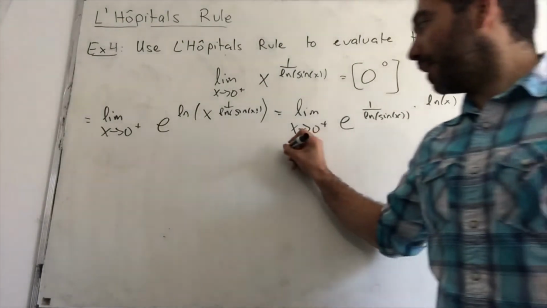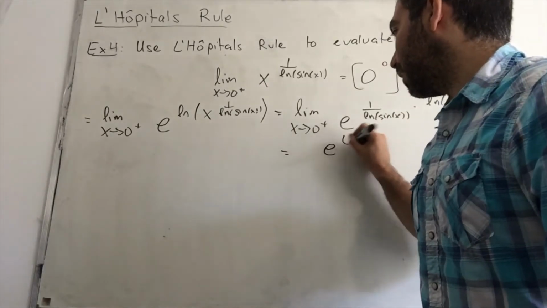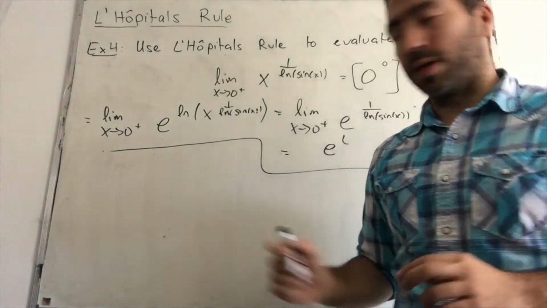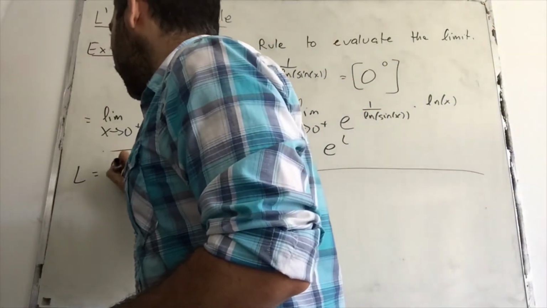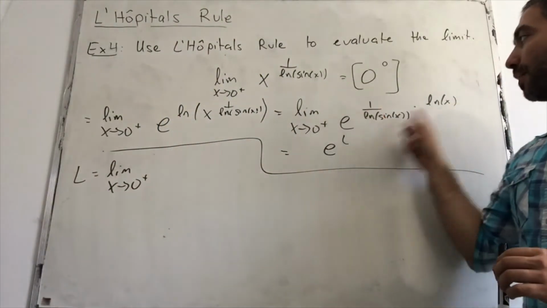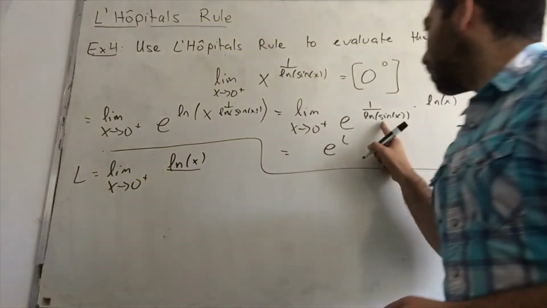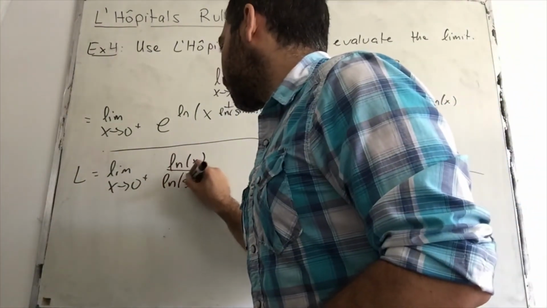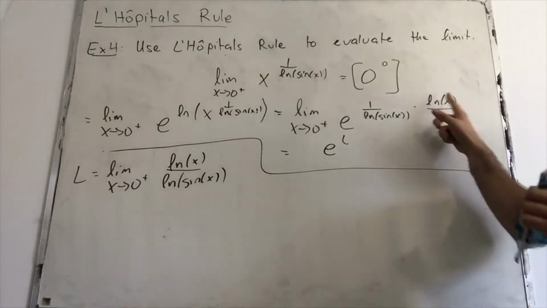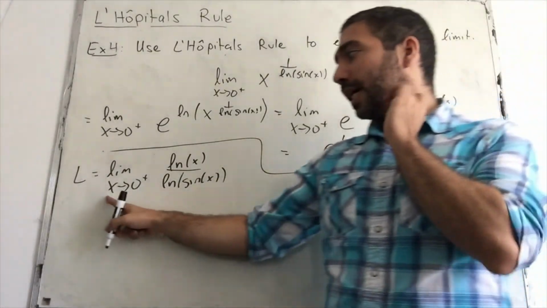Again, exponentials are continuous functions, so we could just jump into the exponent, and we'll deal with e to the L. Our job is to go find L. So L is the limit as x tends to 0 from the positive side, and instead of writing it in this form, I'm just going to write ln of x over ln of sine of x. Because you could think of this as over 1, and you're just multiplying the top and multiplying the bottom, giving us this.